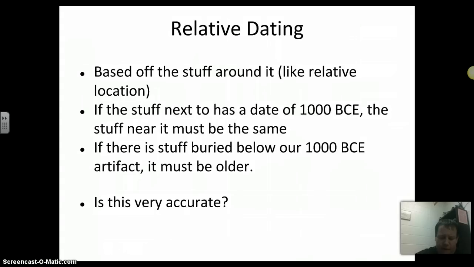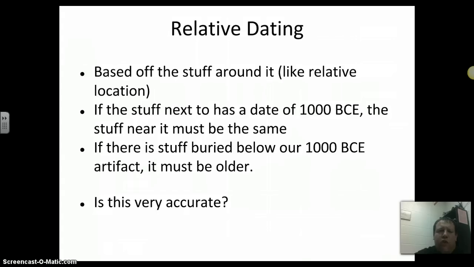So we find a piece of pottery in the dirt, okay? We then look at the stuff around it. If we know the stuff around it is from 1000 BCE, that piece of pottery must be pretty close to 1000 BCE. We then look at the stuff buried below our piece of pottery, and we're pretty sure that stuff below it is older than 1000. The stuff above it in the dirt is younger than 1000. Is it a really accurate system? No.